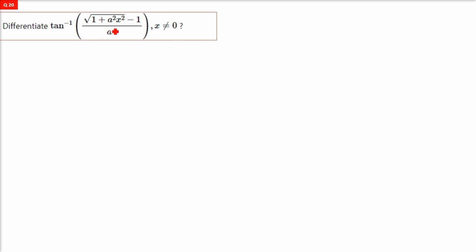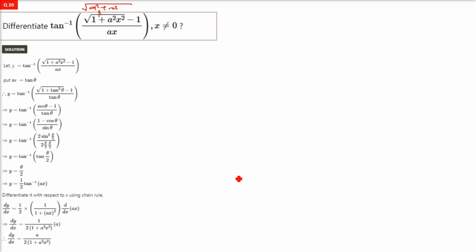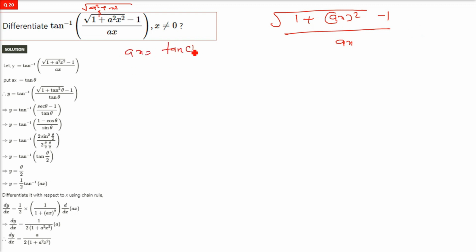Differentiate tan inverse of under root 1 plus a square x square minus 1, divided by ax. So whenever this type of question with under root comes, you have to eliminate the under root. For that, you just see it is of the form a square plus x square. So whenever we have this form, we always put the content as tan theta. I am doing the inside one: under root 1 plus a square x square minus 1 divided by ax. So put ax as tan theta.